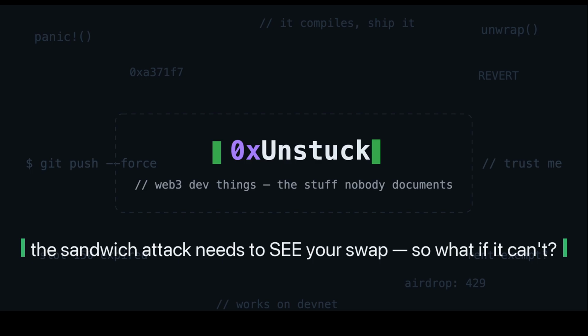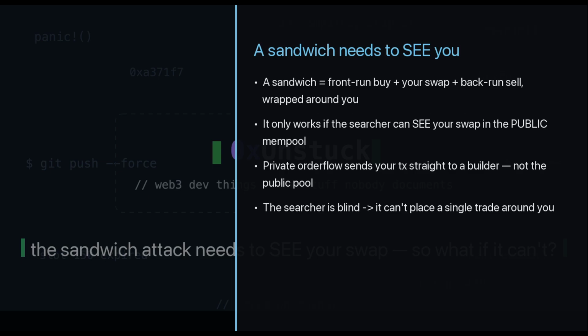We'll build a pool, get a victim sandwiched, then send the exact same swap privately and watch the attack vanish. Let's go. First, the idea. A sandwich attack has three parts. The searcher front runs, buying just before you to push the price up, then your swap executes at that worst price, then the searcher back runs, selling right after to pocket the difference.